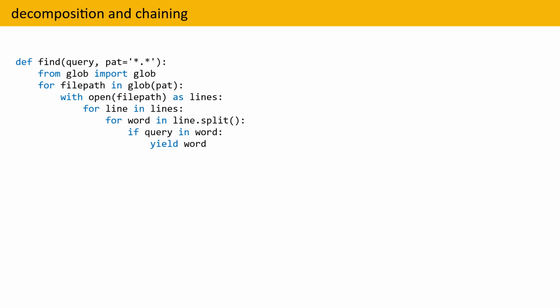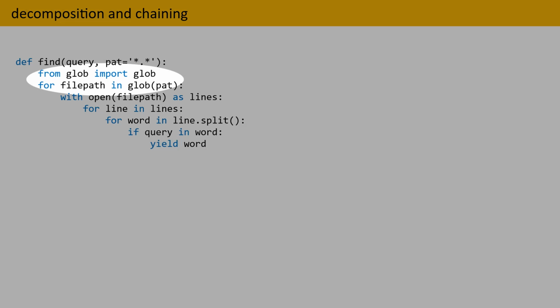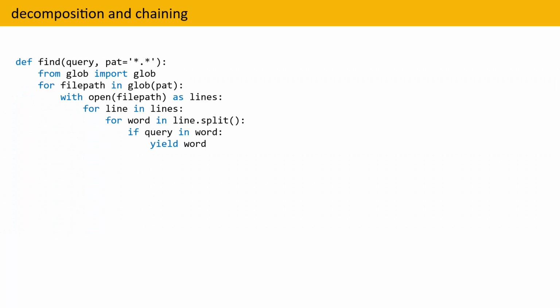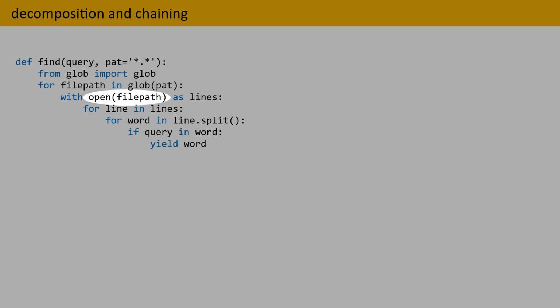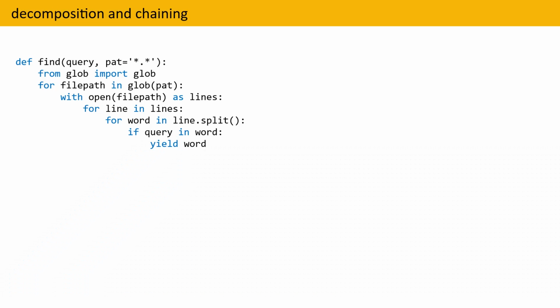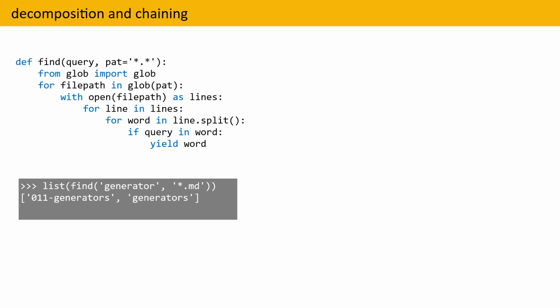Here the implementation. We use glob to extract all file paths that match a given pattern. For each file path, we open the corresponding file, iterate over its lines, and split each line into words. If the query string is part of the word, we yield the word. This is an efficient implementation that allows us to find matching words in multiple files, a bit like grep.